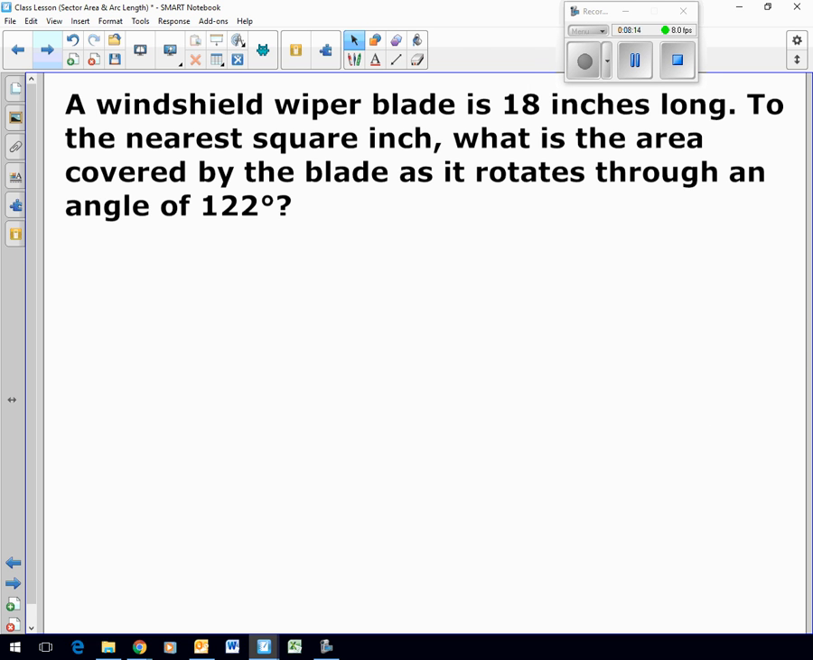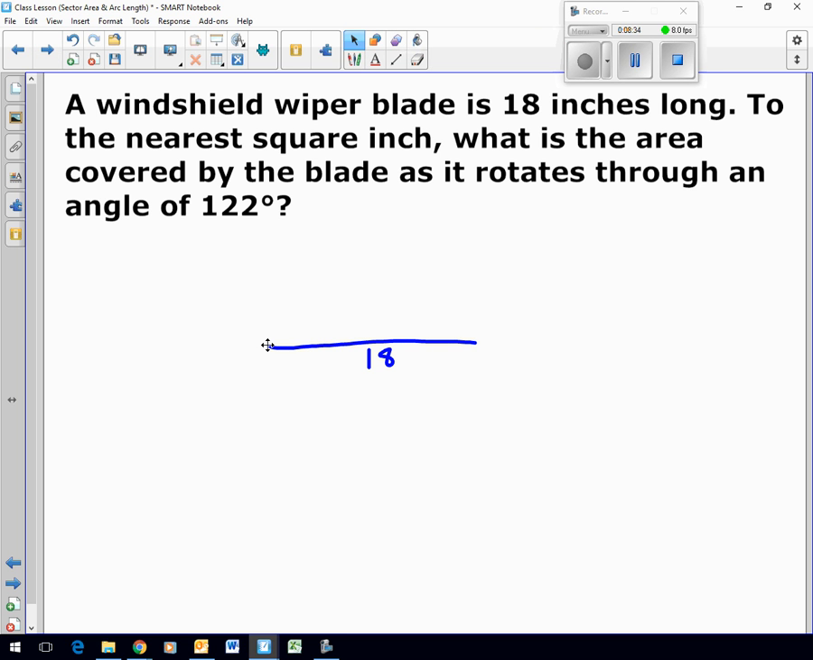Check this out. Then you get a word problem like this. What's the key to word problems again? Draw a picture. It says that a wiper blade is 18 inches long. How long is the wiper blade? 18 inches. So I probably need to draw something that's about 18 inches, right?